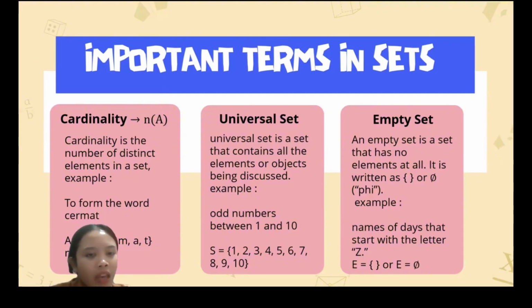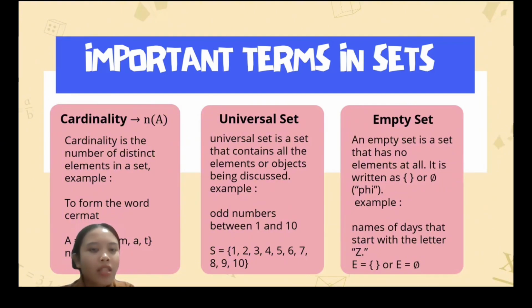Example, set A equals the letters forming the word "cermat." To form the word cermat, we need the letters C-E-R-M-A-T. In other words, A equals {C, E, R, M, A, T}. Since there are no repeated letters, the total number of elements is 6. So the cardinality of set A is 6.